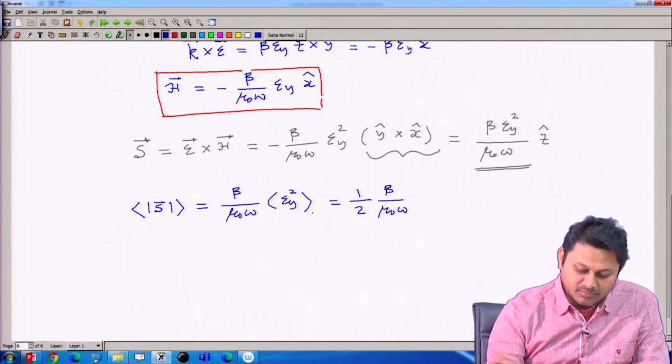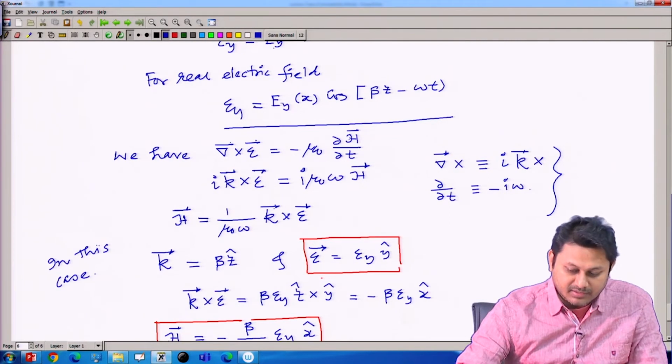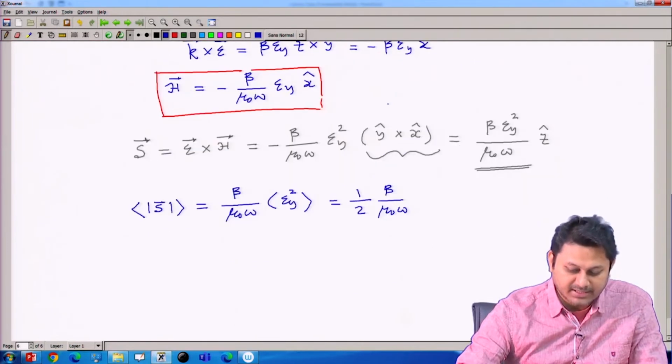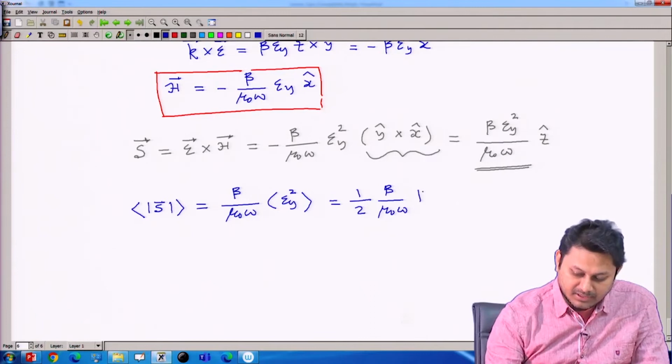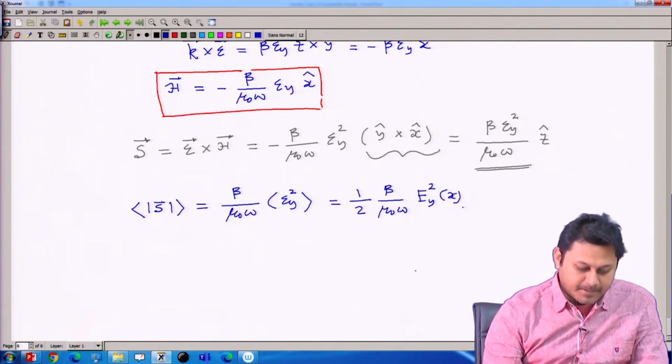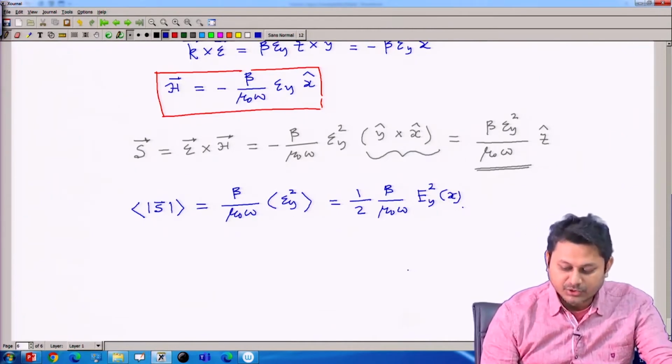Because E square, if you find from here, it is E y square cos square, and if I make an average of this cos square of beta z minus omega t, then I have the half term, and I have something which is x dependent, the distribution, and it should be like this. So, the average of the Poynting vector should come in this form.